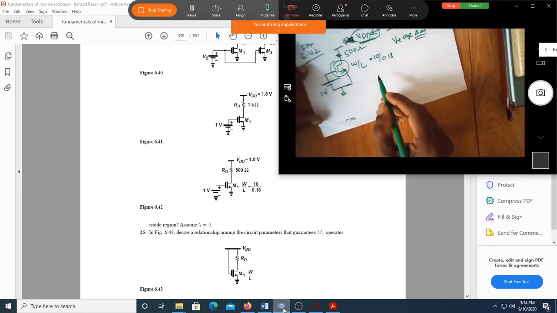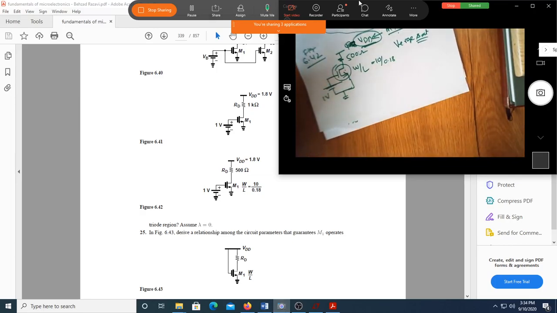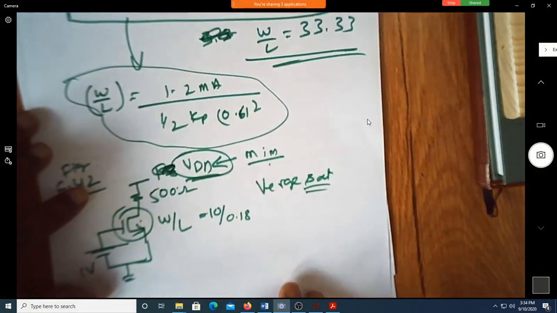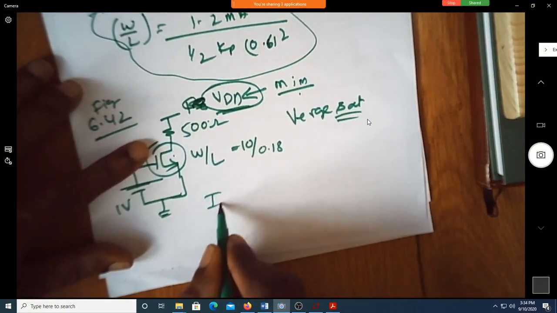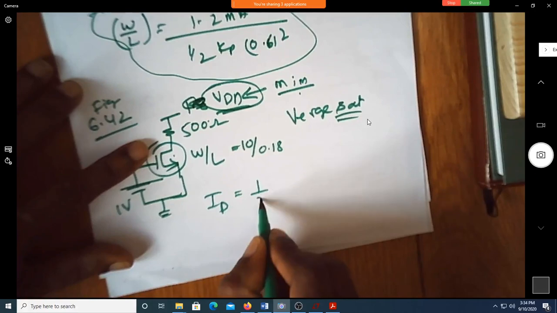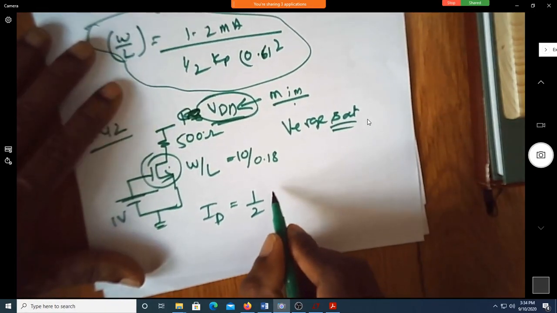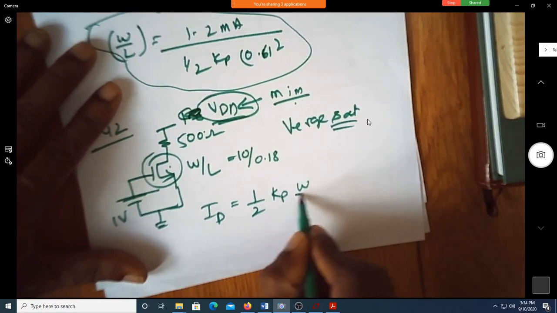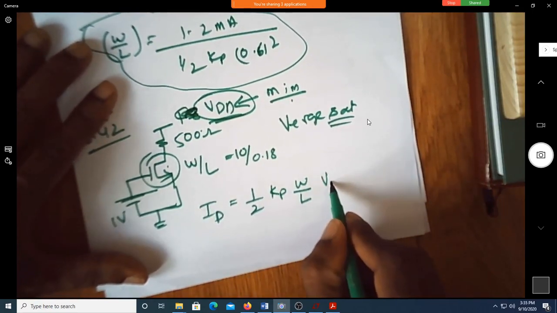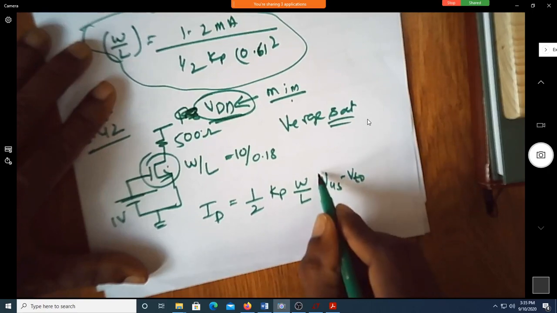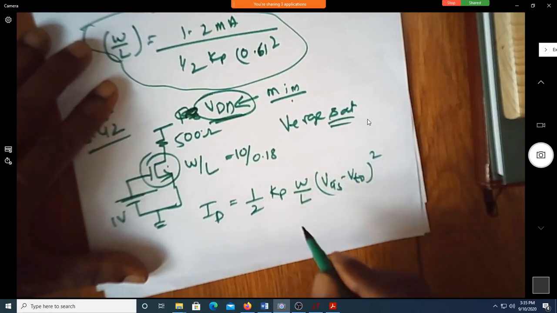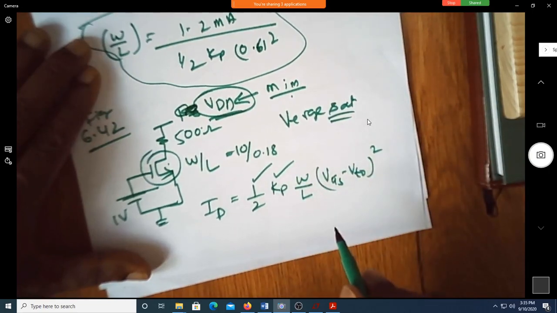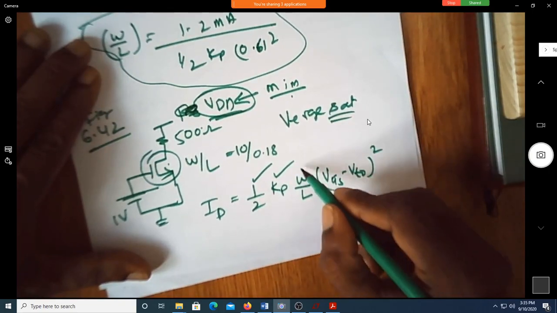Okay, sir. So shall we start now? Yes, sir. I write, tell me the expression for ID sat. So 1/2 kp W by L. W is width, L is length. W by L into VGS minus VTO whole square. Correct? Yes, sir. Do we know this? Half we know. Do we know KP? Yes, sir.